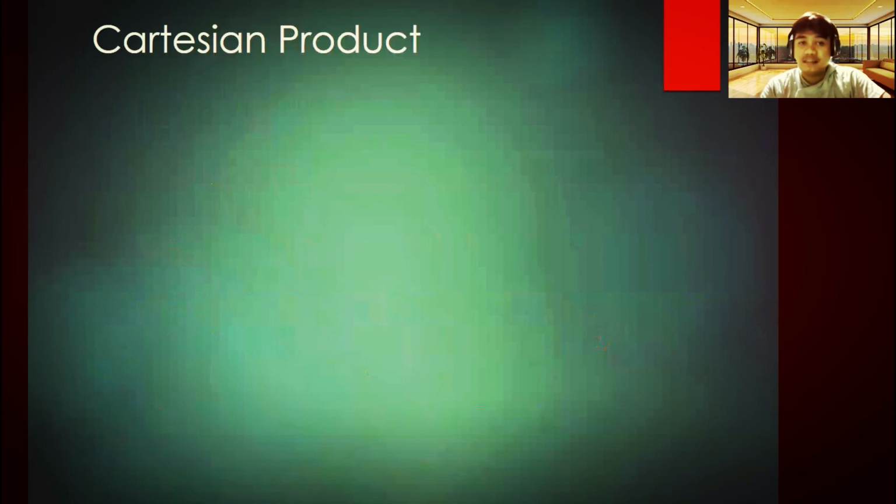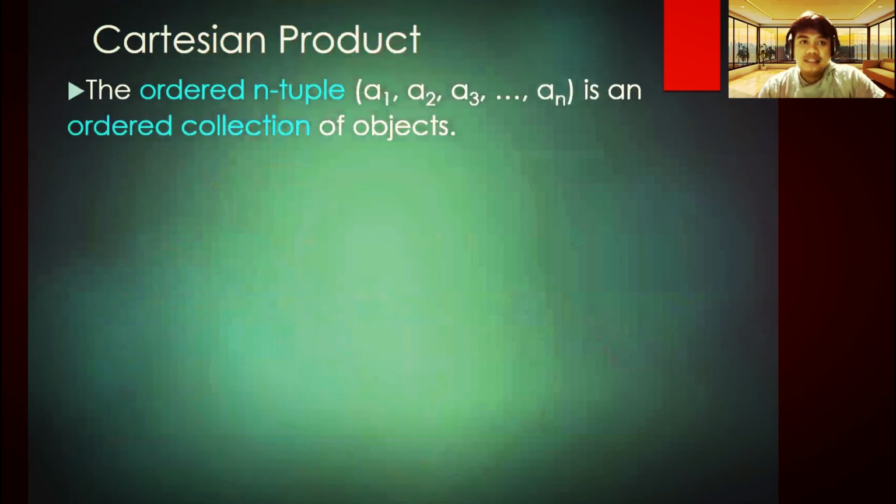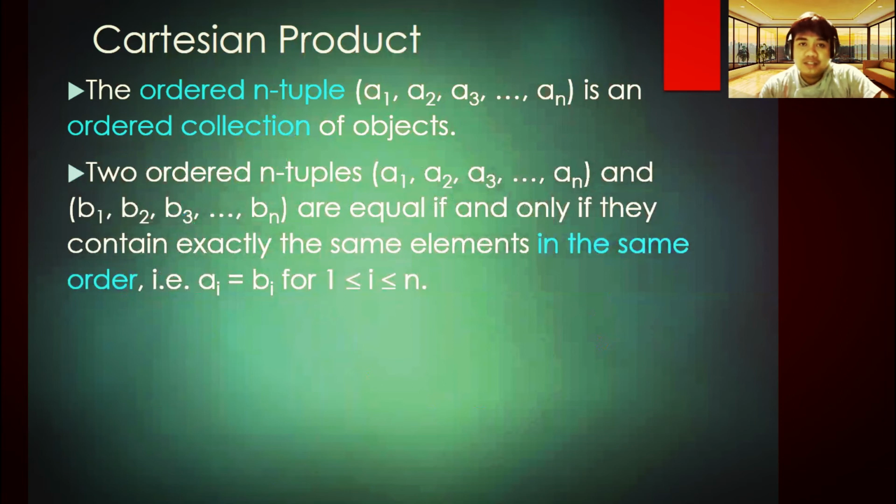So, we have here Cartesian product. Cartesian products, the ordered n-tuple, a sub 1, a sub 2, a sub 3, up to a sub n, is an ordered collection of objects. So, 2 ordered n-tuples, a sub 1 to a sub n, and b sub 1 to b sub n are equal if and only if they contain exactly the same elements in the same order. So, in this Cartesian product, importante na yung order natin, yung arrangement natin. So, hindi natin pwede pagbalik na rin yung dalawang elements ng ating ordered n-tuple.